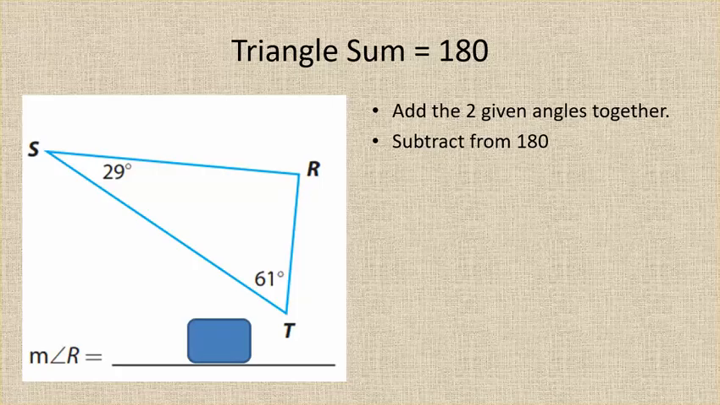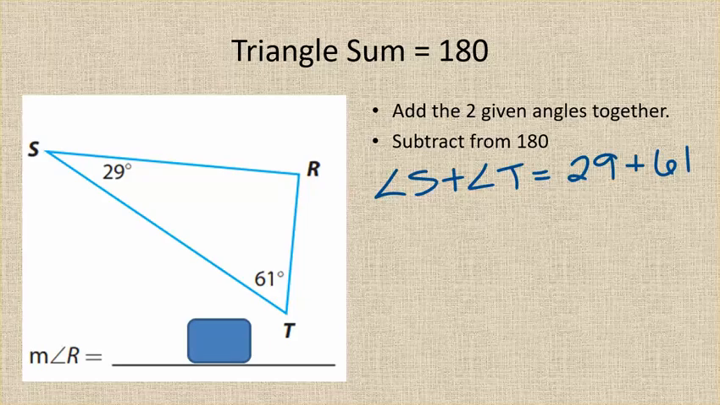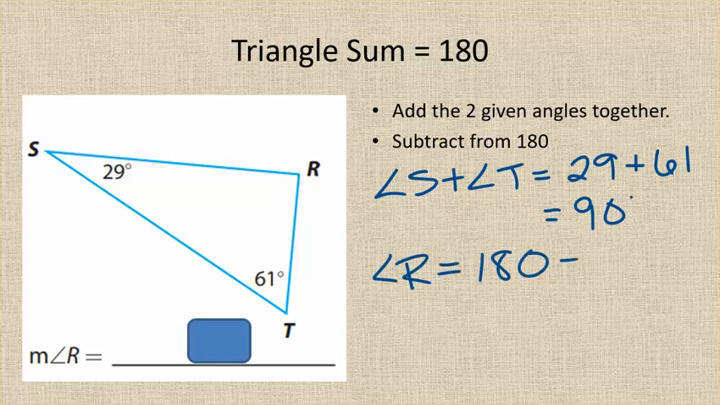Let's try another one. Here, angle S is 29 and angle T is 61. Together, all three angles need to equal 180. So we'll add our two angles together. Angle S plus angle T is going to equal 29 plus 61, or 90 degrees. Since the sum of all three angles must equal 180, angle R is going to be 180 degrees minus 90. So angle R is 90 degrees.